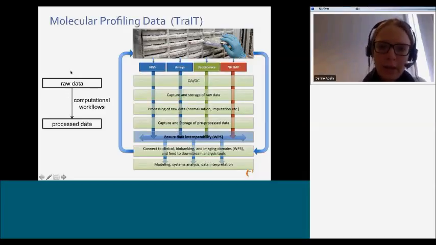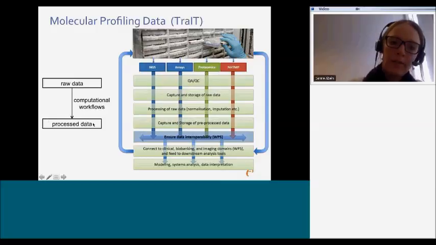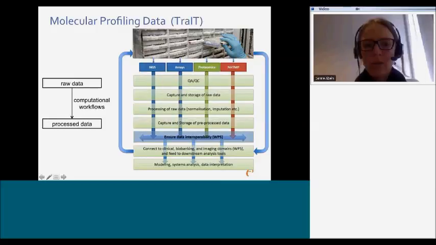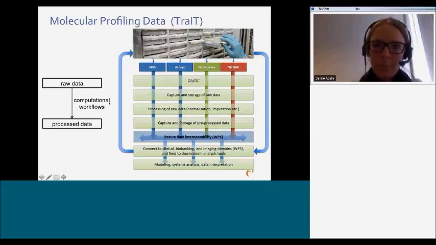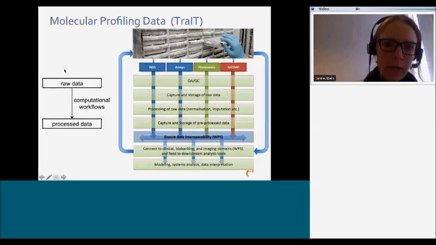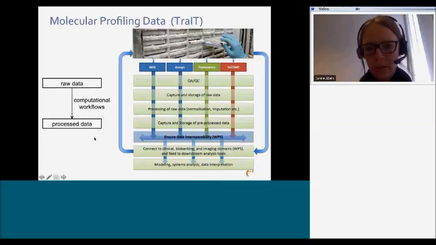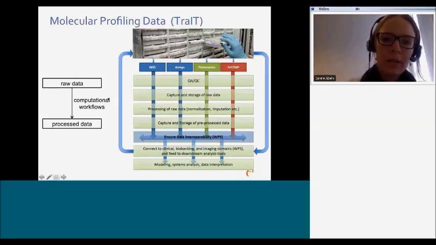And so you have raw data, then you have interpreted or processed data, and there are computational workflows that link those two. And this pilot is mostly about connecting these. So it's connecting the raw data that is stored somewhere, the processed data, and almost the more rich data for interpretation, and the computational workflows that link those.